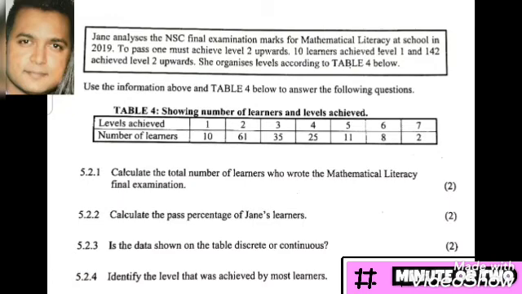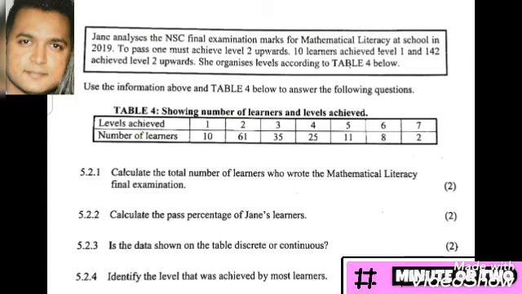Jane analyzes the NSC final examination marks for mathematical literacy at school in 2019. To pass, one must achieve level 2 upwards. 10 learners achieved level 1 and 142 achieved level 2 upwards. She organizes levels according to the table below, and you'll notice that there is a table showing you the number of learners and their levels. And 5.2.1 states, calculate the total number of learners who wrote the mathematical literacy final examination.